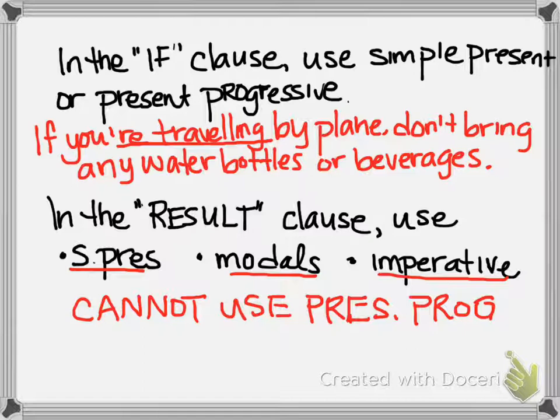In the result clause, you have a choice of three. You can use simple present, modals, or the imperative. In our example here, we have don't bring, which is an example of the imperative. You cannot use present progressive in the result clause.